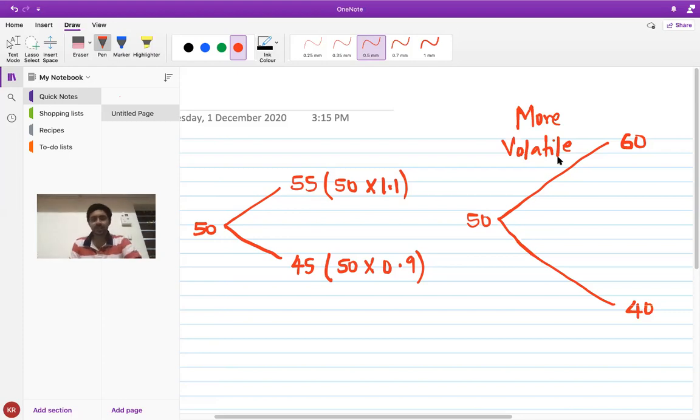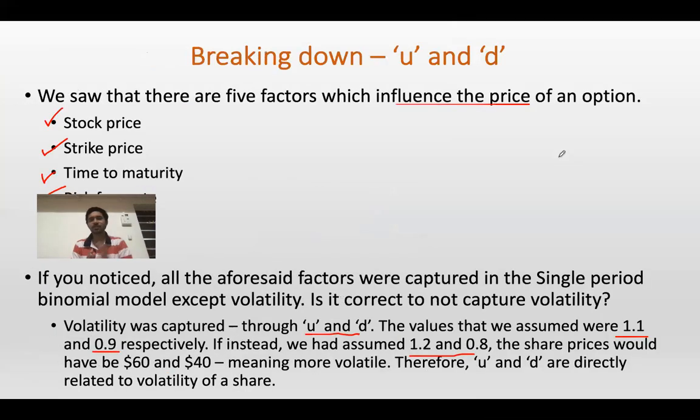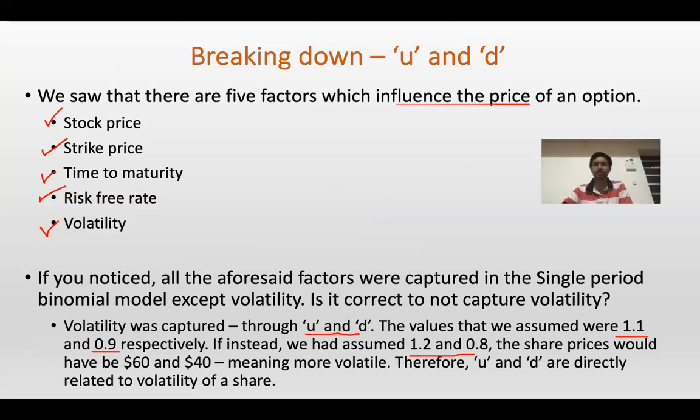So the first thing is, please have the background in your head that volatility was actually captured in the single period binomial model also through U and D. When I break U and D down, you will realize that volatility is one of the components of U and D. All right.